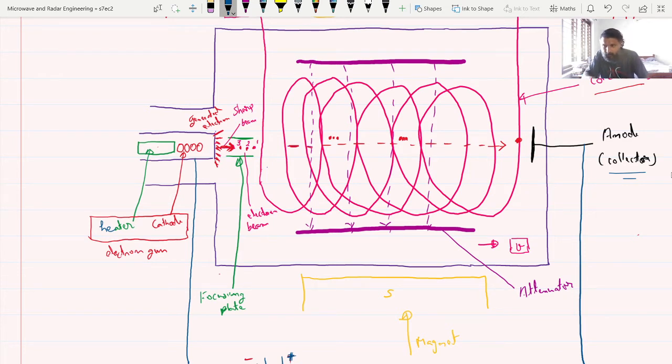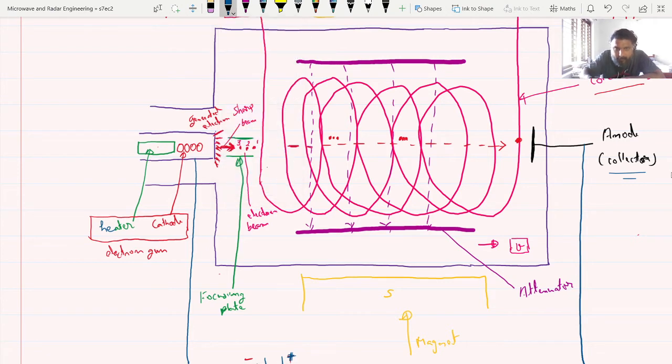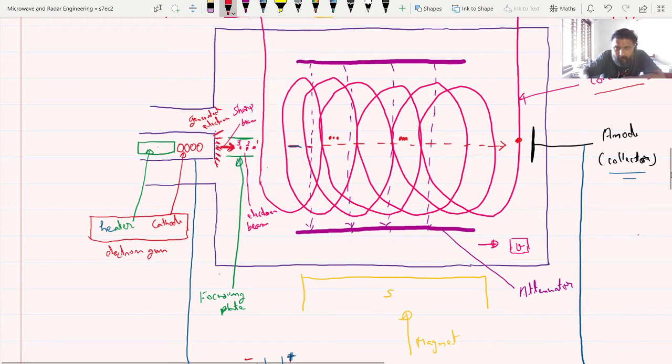So this sharp electron beam will be passing through what is called the slow wave structure. You can see that it is passing through the slow wave structure. Okay, of coil. This is the coil, the helical coil.